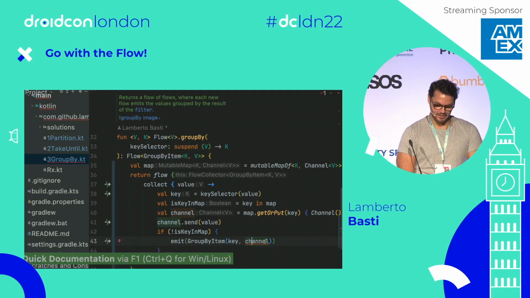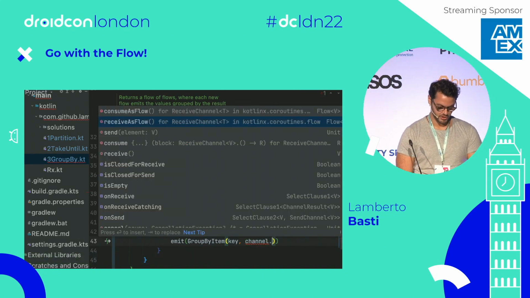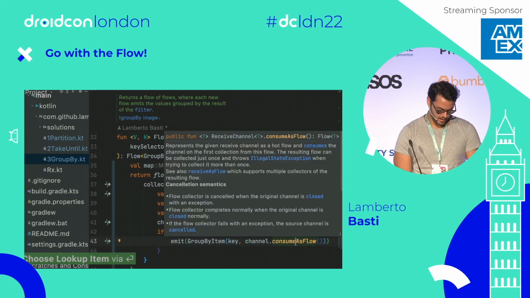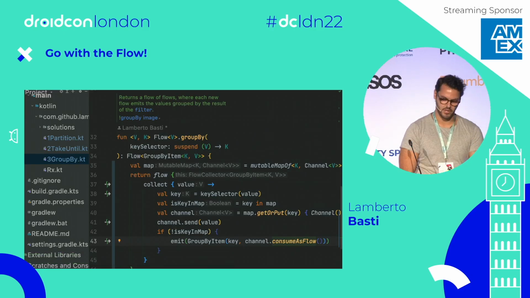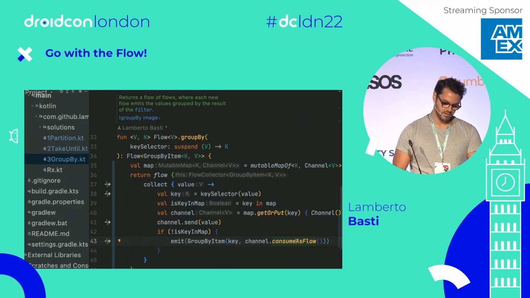I mean, flow. And how do we convert it to a flow? Well, you know, consumeAsFlow. So this guy here is just going to create a flow that is going to consume all the items immediately as soon as they are received from the channel and send them downstream, all right? There are receiveAsFlow and consumeAsFlow.